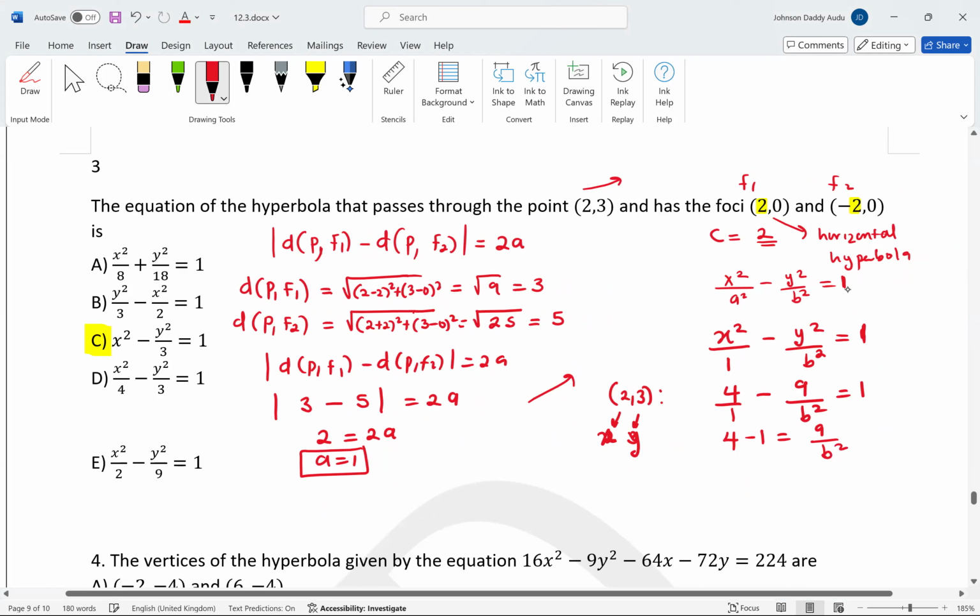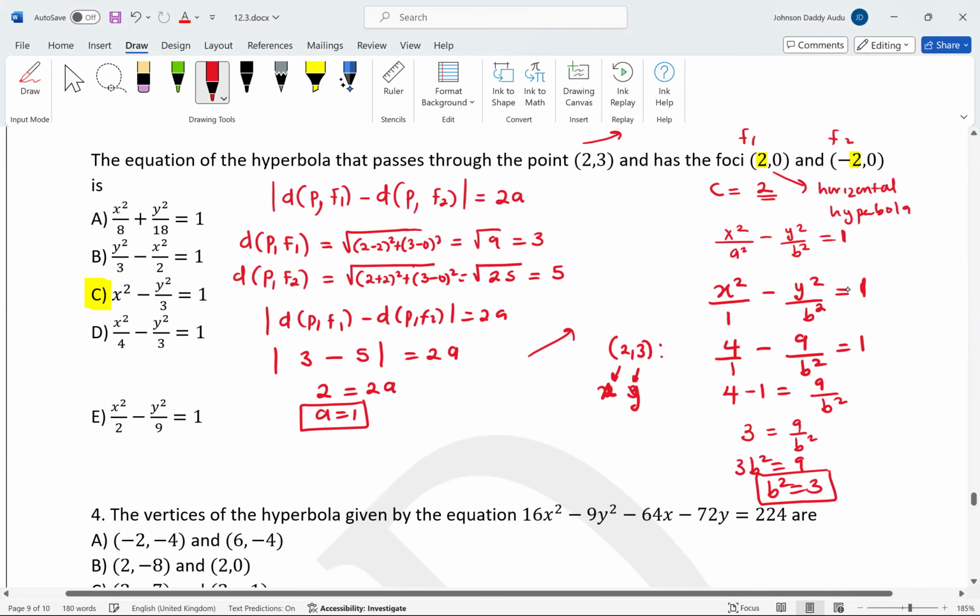Nine over b squared. So 3 is equal to 9 over b squared. So 3b squared is equal to 9. So b squared is equal to 3. And we're done.